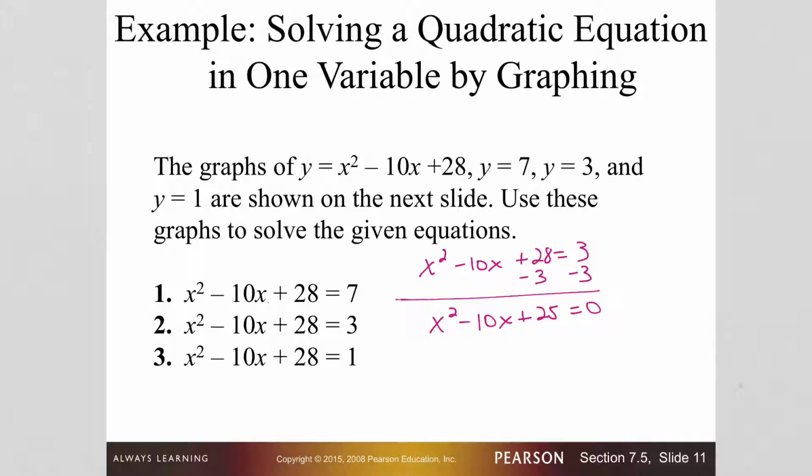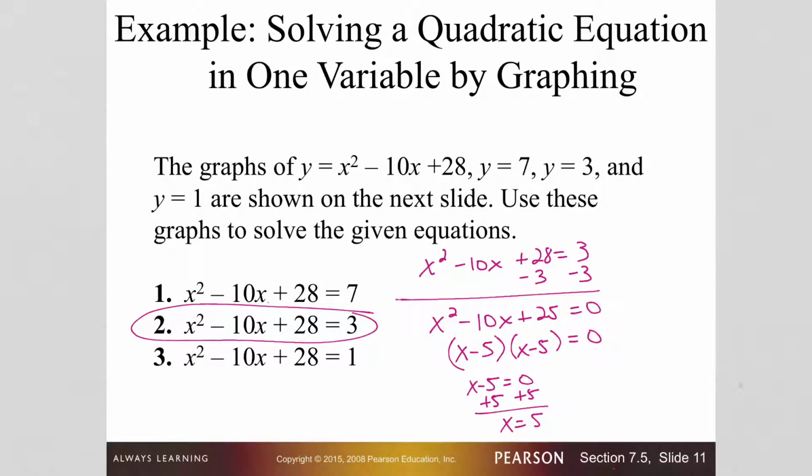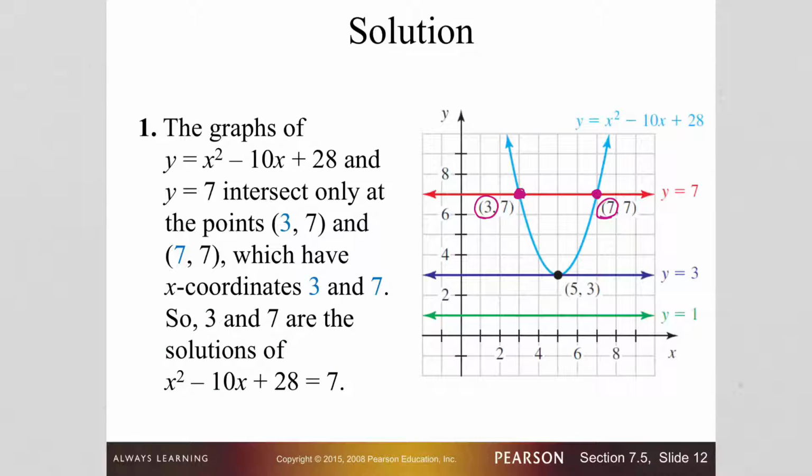And now I'm going to factor this, and it factors to be x minus 5 times x minus 5 equals 0. So x minus 5 equals 0, I'm going to add 5. I get that x is equal to 5. But wait a minute, I get the same answer twice. That's what we were hoping for. Look at this graph. I'm looking at the blue line and where it meets up with y equals 3. Notice it only hits at one place, right there. So I was hoping to get 5.